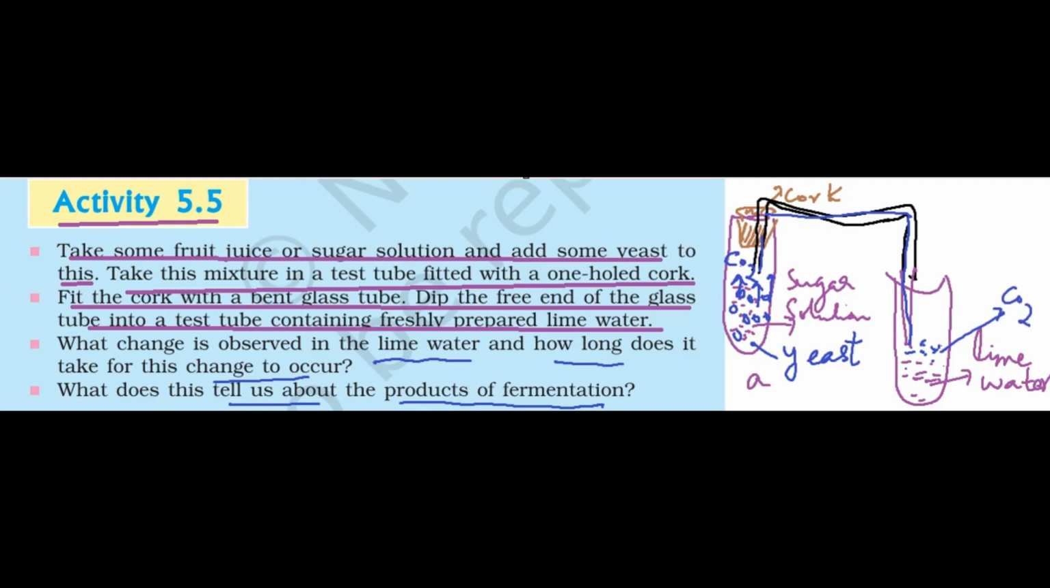Then what will happen to the lime water? The lime water will turn milky. Lime water turning milky is the answer. That is the change happening in this test tube, test tube B. So what is the concept behind it? Yeast, during fermentation, releases carbon dioxide gas. That carbon dioxide gas makes the lime water inside the test tube turn milky. So that's what this activity is about.